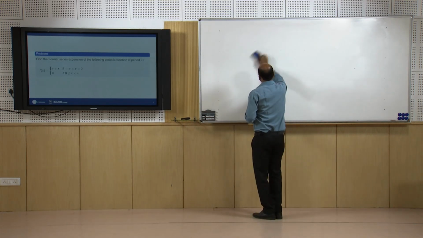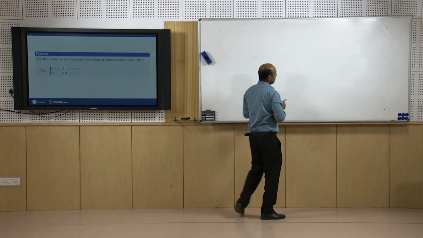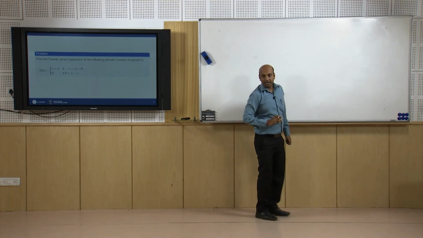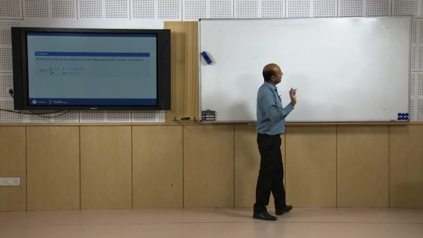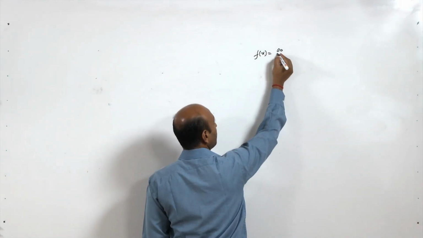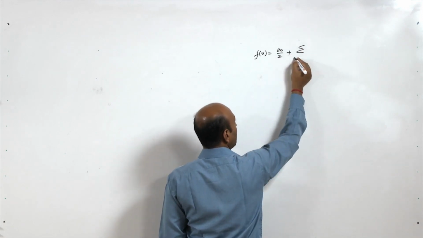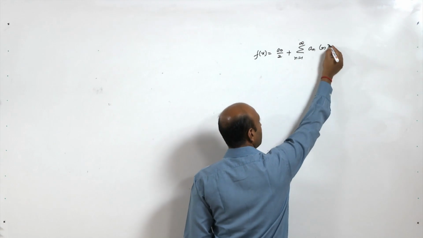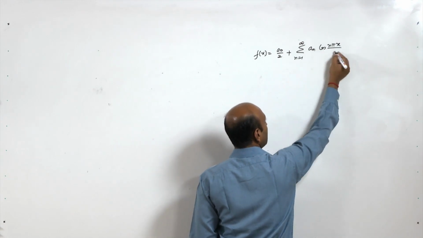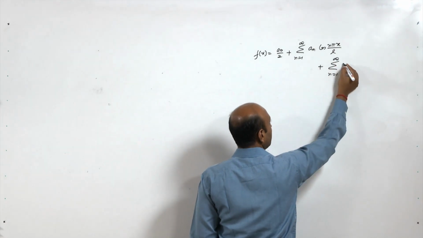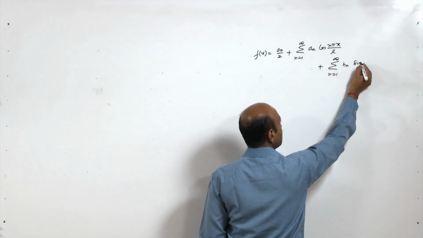So, basically, if we have a periodic function f x of period 2L defined in minus L to L, what will f x be? What we have learned is that f x is a naught by 2 plus summation n varying from 1 to infinity a n cos n pi x by L plus summation n from 1 to infinity bn sin n pi x by L.